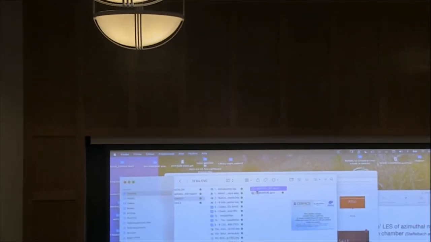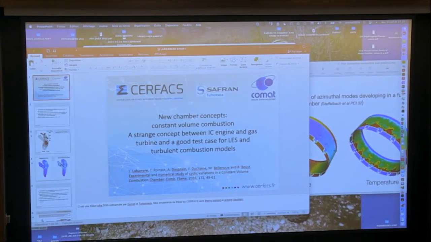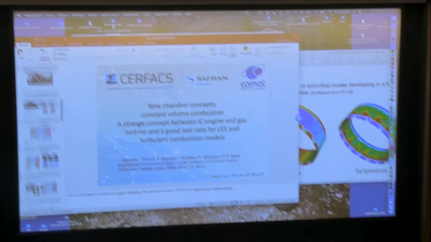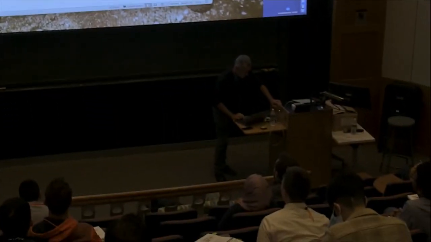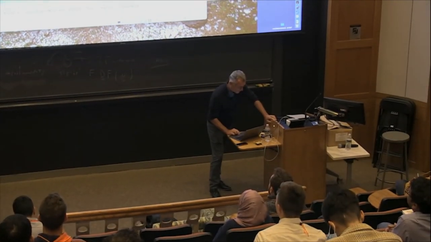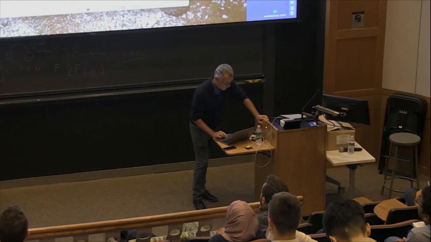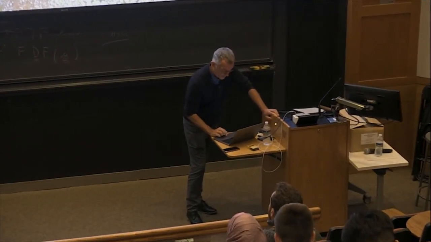So the point is that the first thing we saw when we did this simulation was that the simulation also had cycle-to-cycle variations, which was good because that was what we wanted to study. And then we started wondering what is the reason in the simulation, at least, maybe not in the real world, why the cycles are different.